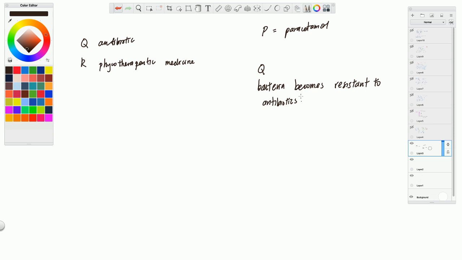Lain kali jika kamu makan ubat yang sama untuk bakteria yang sama, jangkitan bakteria yang sama, tak akan berjaya untuk membunuh bakteria. You don't get to kill the bacteria a second time using the same antibiotics again. Over a period of time, the bacteria actually becomes resistant. So nowadays we already have bacteria yang sudah resistant. You cannot kill it already. Okay, can I have the next question?